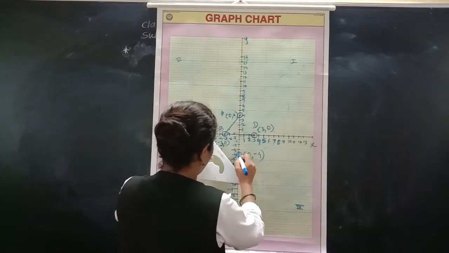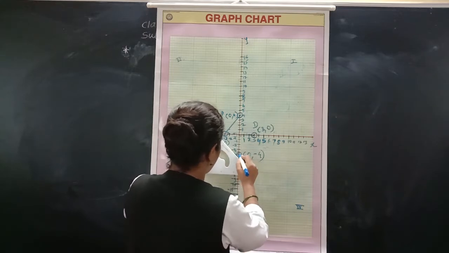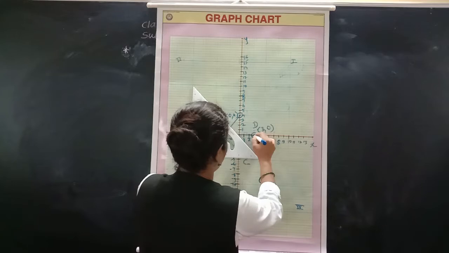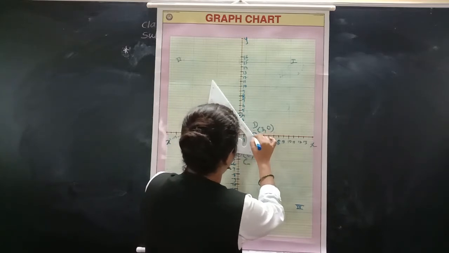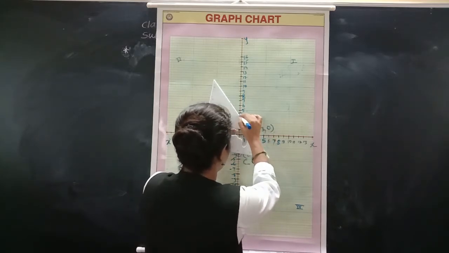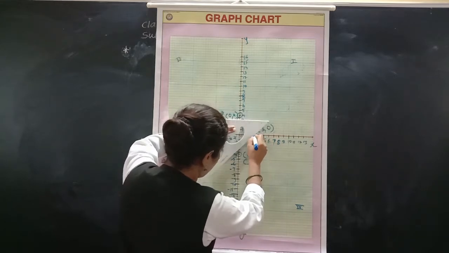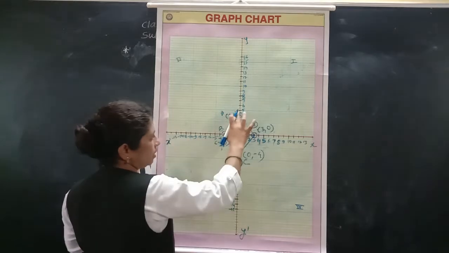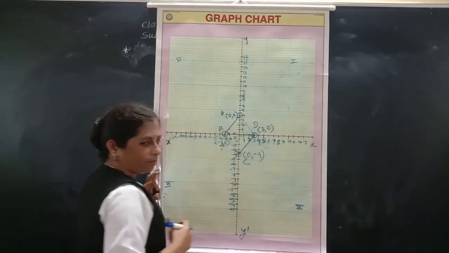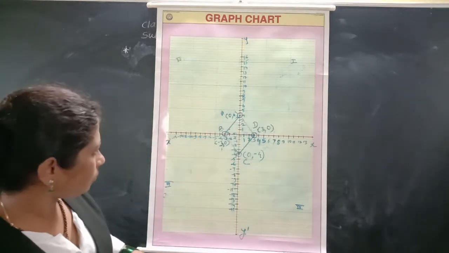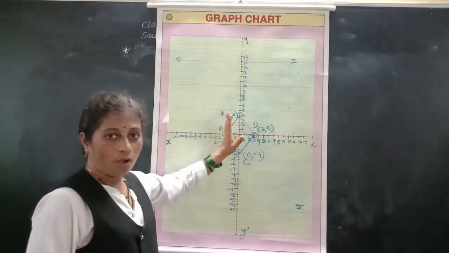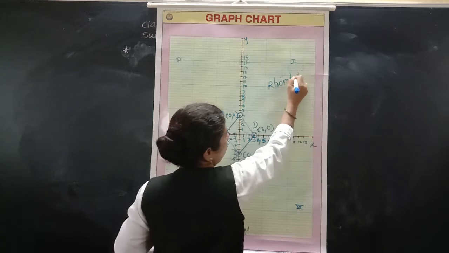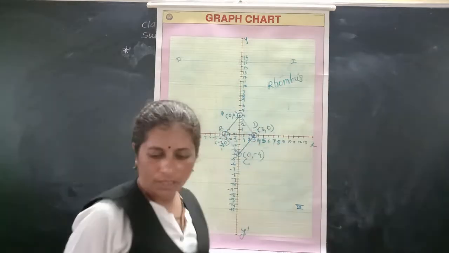So we will join these points. Similarly, the same question is there, next one. You have to plot such points and join them, and afterwards we have to name the figure so obtained. Now see here, which type of figure? Now everyone can understand which type of figure is formed here. See, these all distances are the same. So what is formed? The figure is a rhombus. Okay, rhombus is formed.